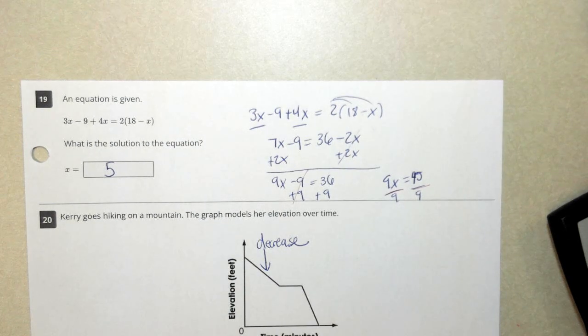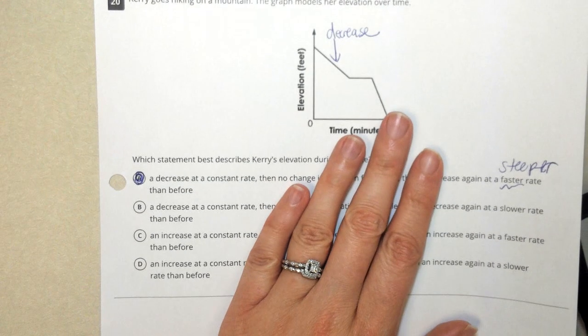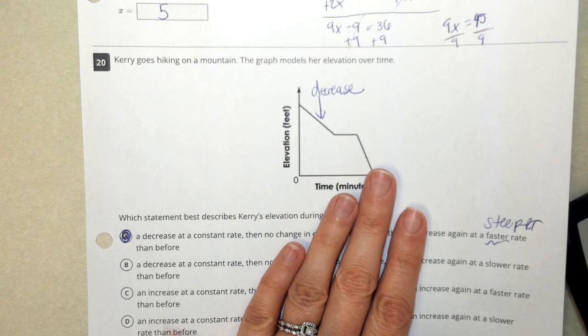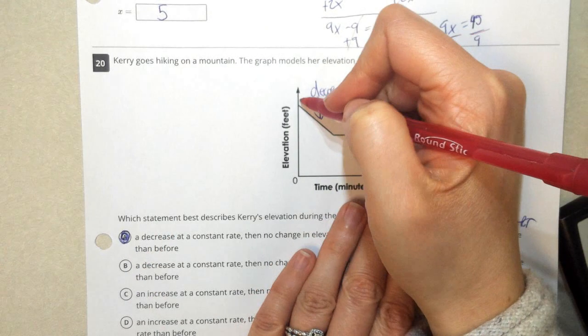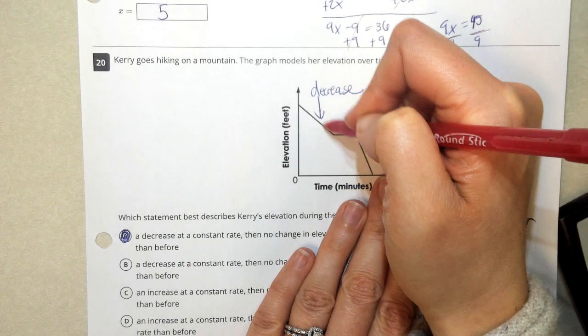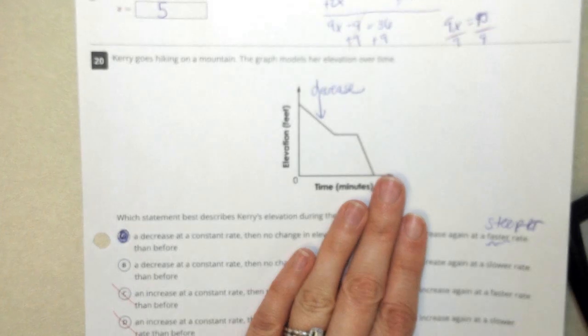Okay, number 20 says, Carrie goes hiking on a mountain. The graph models her elevation over time. Now, if you are looking at this, I would make sure to look at first, what are the differences? Because a lot of times these start the exact same way. So notice, this says decrease, decrease, increase, increase. Well, if you look at the very first thing that happens, it goes down. That's a decrease. Right away you can say, nope, nope.